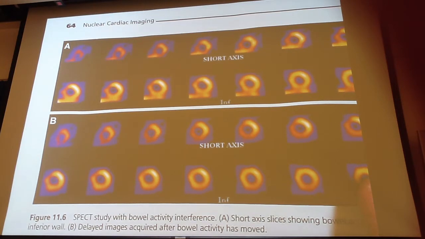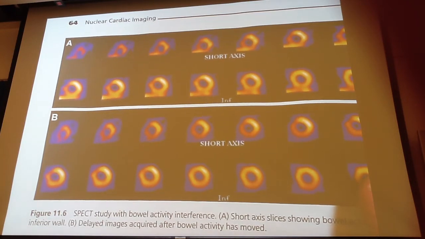Might even get a double charge if you want. Charge the patient for a gallbladder study and the sestamibi. But again, that's another thing.